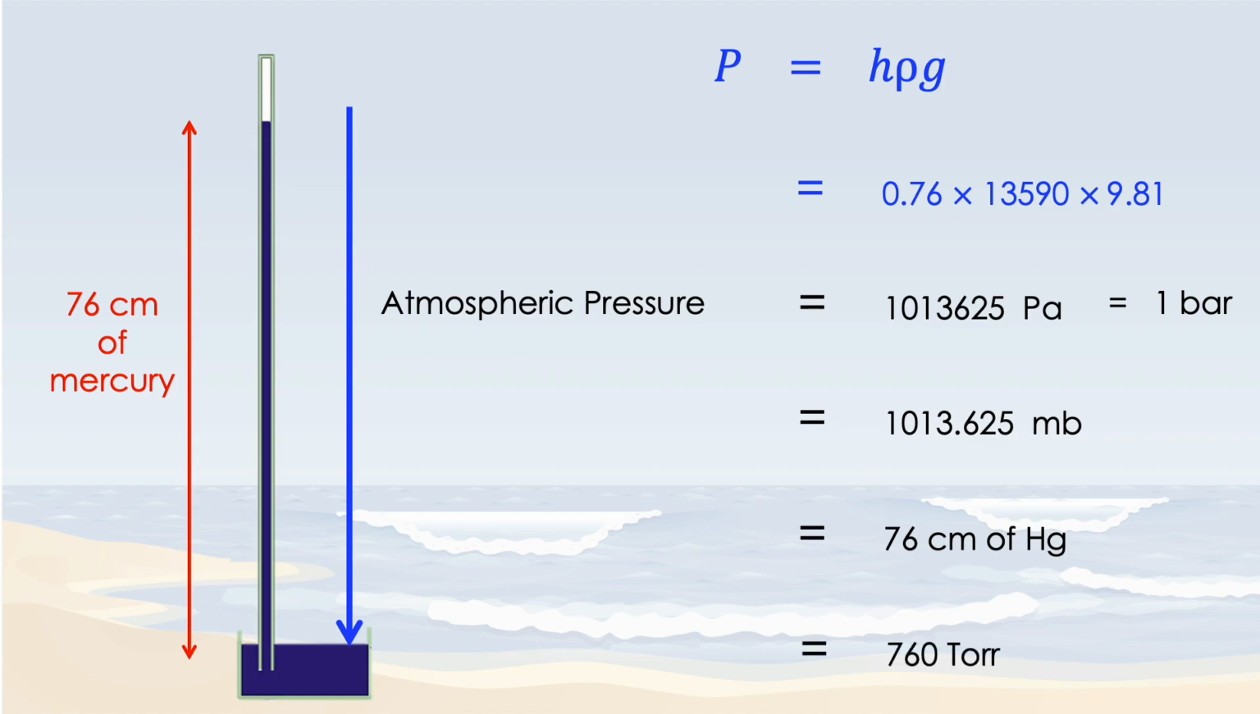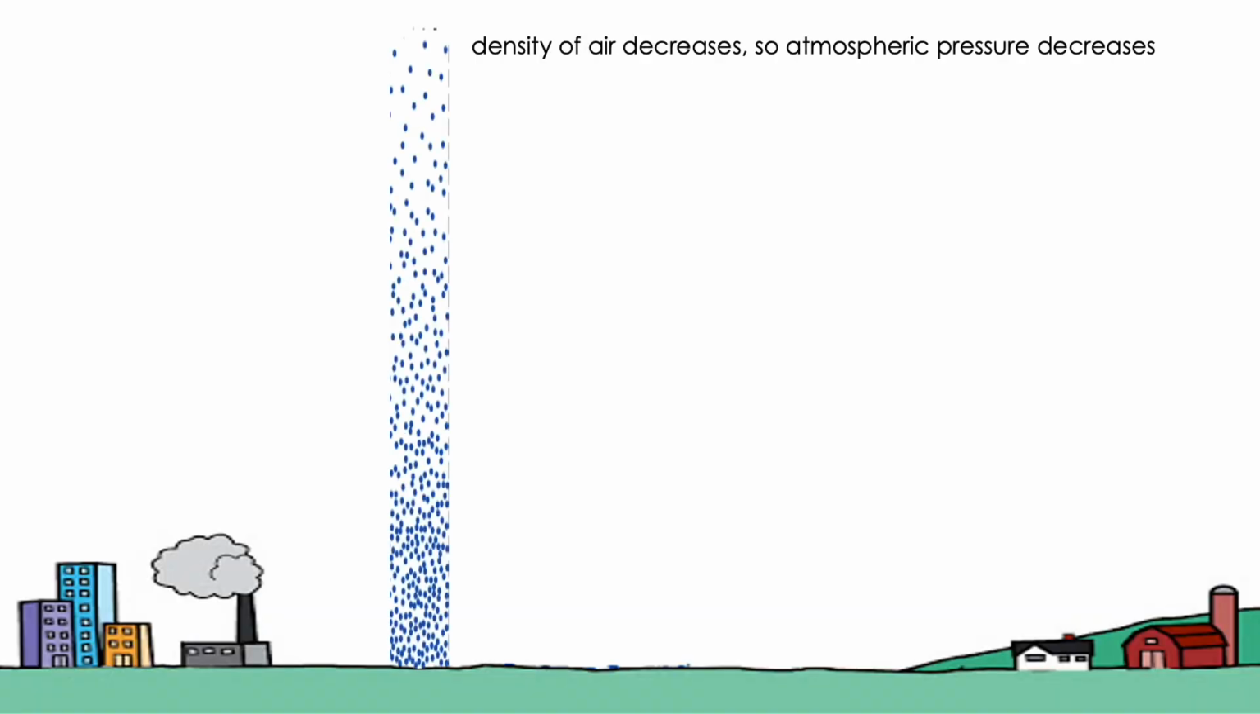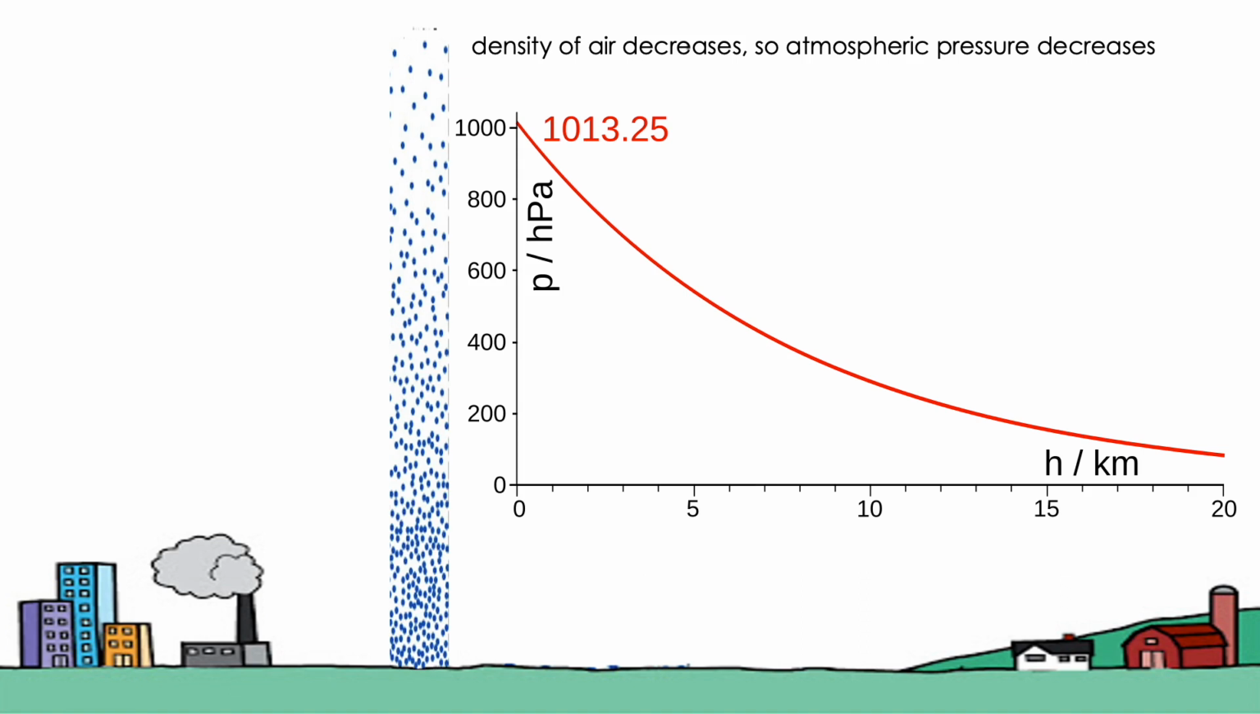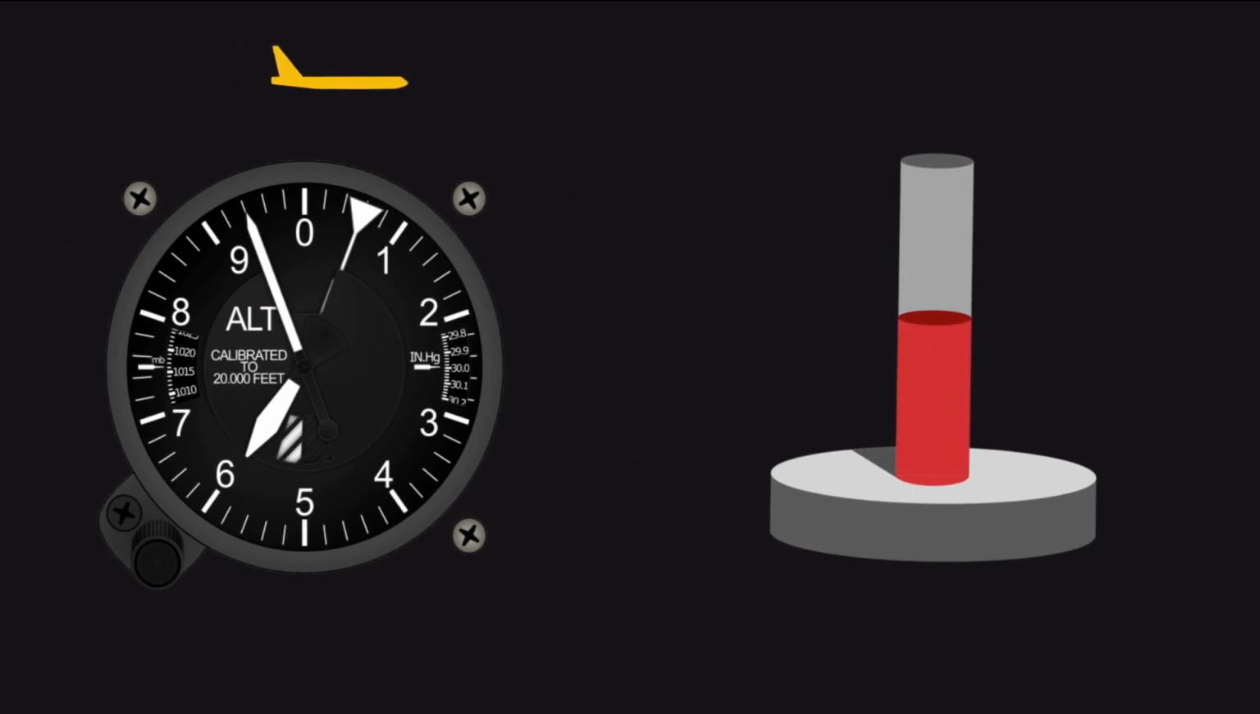All this while, we have been talking about the atmospheric pressure at mean sea level. However, as we gain altitude, the density of air decreases, and therefore the atmospheric pressure also decreases. This graph shows the variation of atmospheric pressure with altitude. This relationship between atmospheric pressure and altitude is used in an instrument called the altimeter, which is the device that is used to tell the altitude in a plane that is flying in the atmosphere.